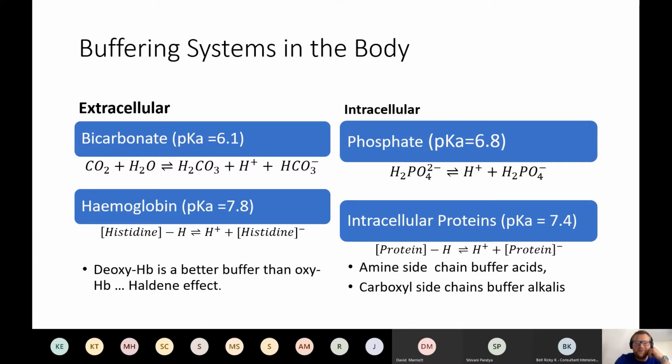Intracellular, there's different buffers. So phosphate is an important buffer intracellular, and also intracellular proteins. So proteins are made up of amino acids, and amino acids have side chains, amines and carboxylic side chains, which can buffer acids and alkalis respectively.